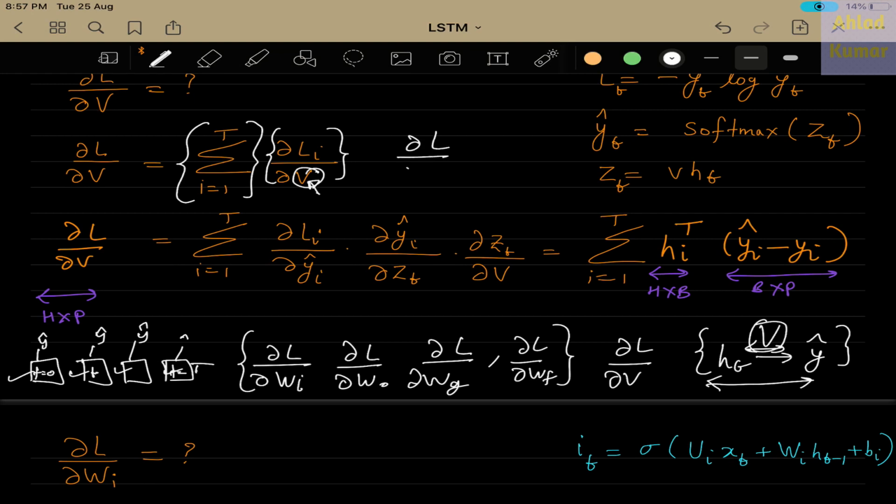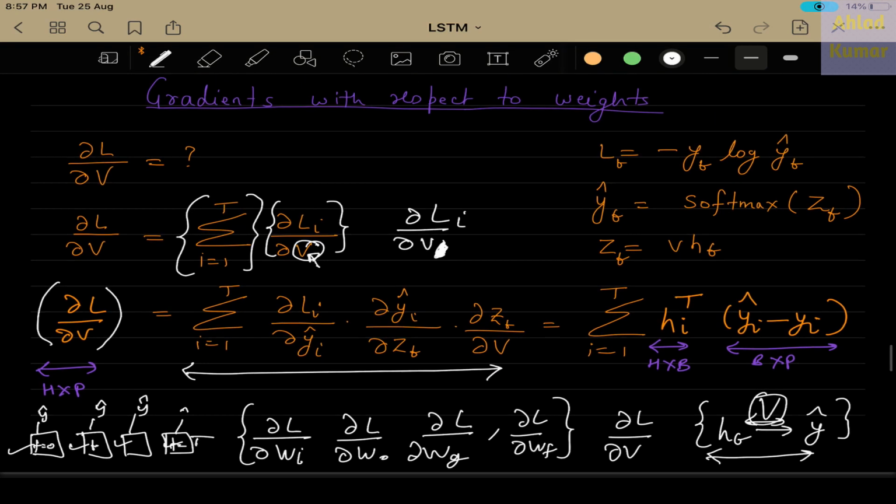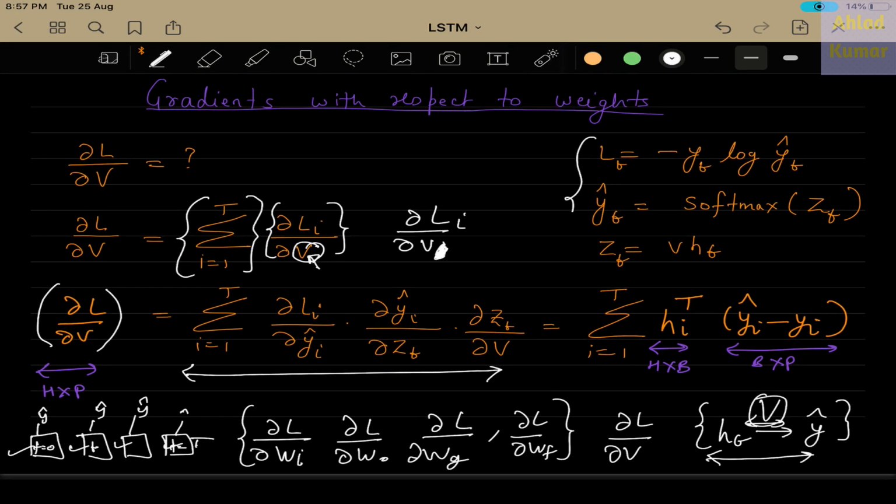We could have written it like this, but it's not like that, because what we are assuming is that all the LSTM blocks will have the same V. That's why the indexing here is omitted. So now if you want to calculate the derivative of the loss with respect to V, that is actually this expression, and this we have got from the forward propagation equations that we have taken from the LSTM architecture. You can see that a few slides back.